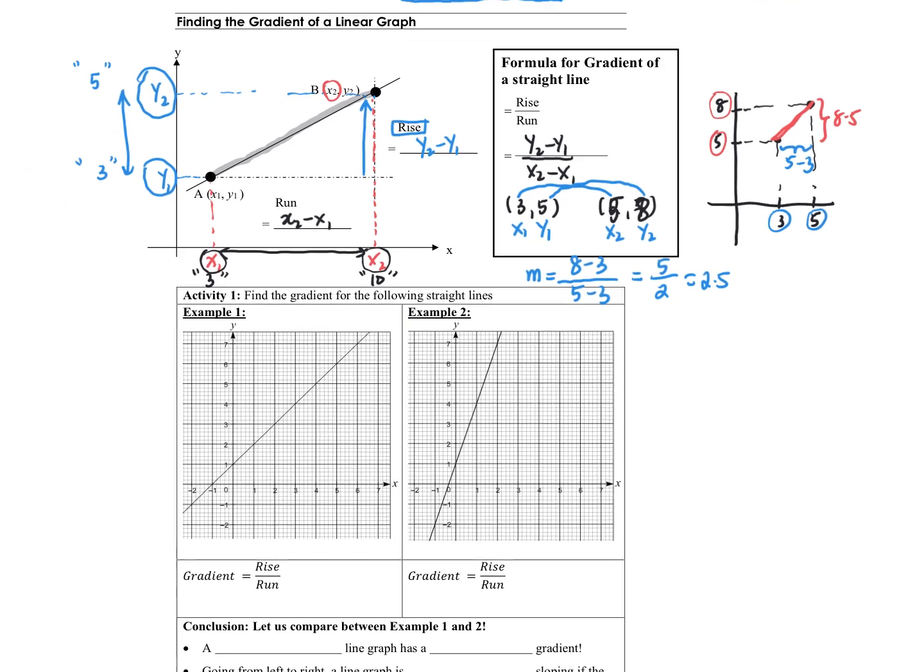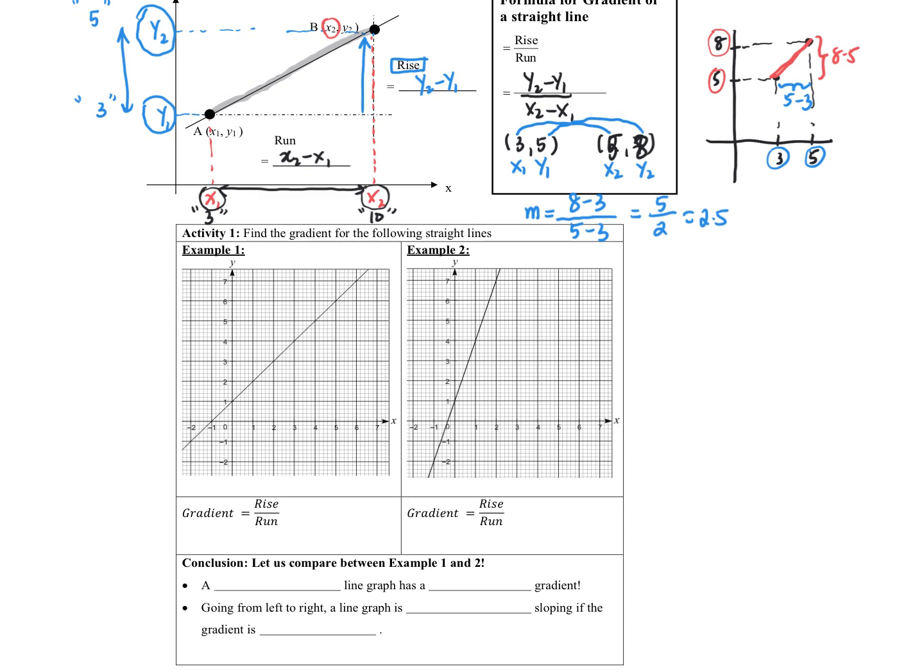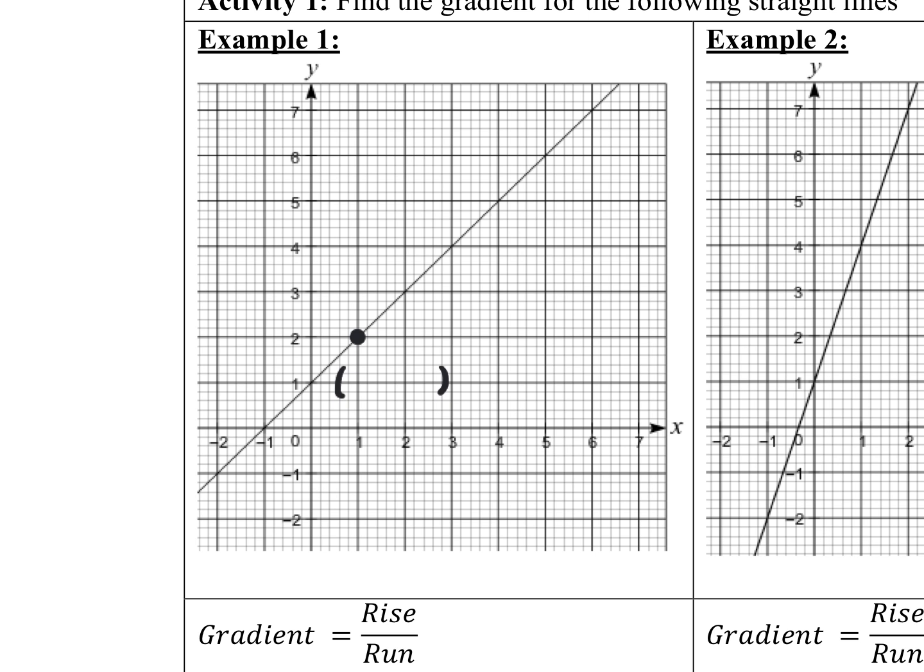Okay? So here, I want to find the gradient of this line. Go and pick 2 points. So number 1, I pick this point that is easy to read. What is the coordinate of this point? Can see? What is the coordinate of this point? 1 and 2. Okay, you can pick any point as long as it's easy to read. So I pick another point here. What is this point? 5, 6.